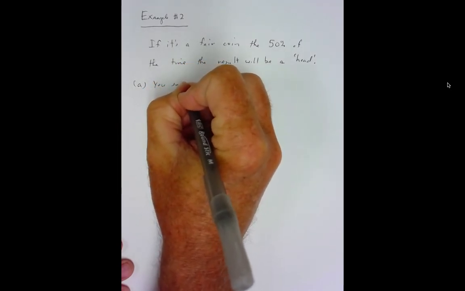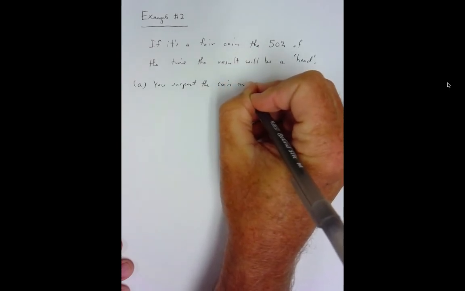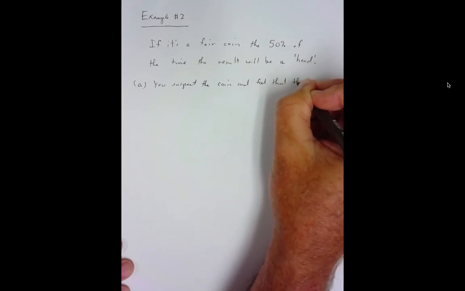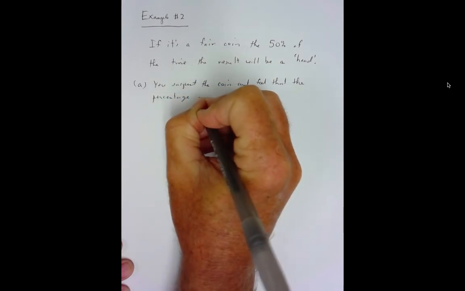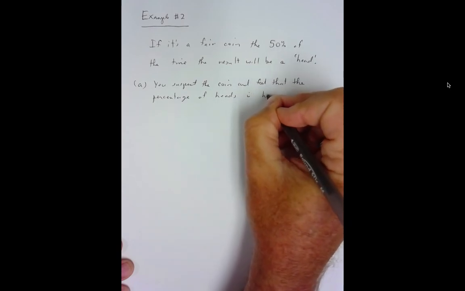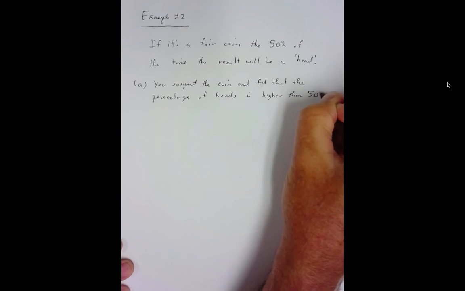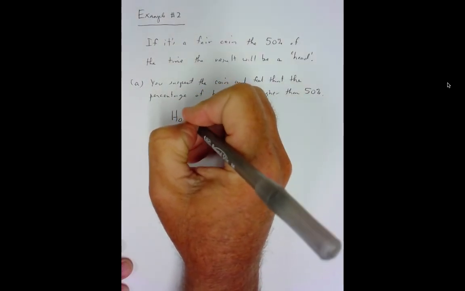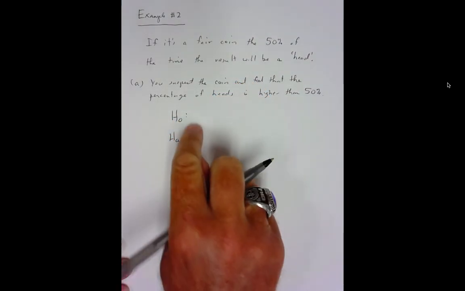You suspect the coin and feel that the percentage of heads is higher than 50%. Got two statements here, don't you? The null and alternative hypothesis. What goes first?